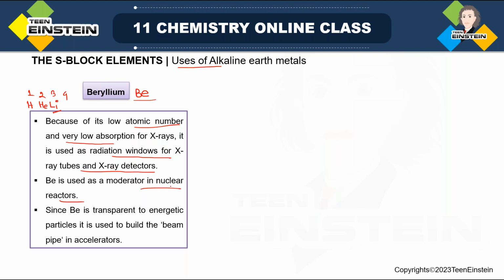Nuclear reactions are very vigorous. So some moderation, that is, some materials are used which will help to decrease this vigorousness. Beryllium is one such moderator. Since beryllium is transparent to energetic particles, meaning it has not much interaction with energetic particles, that is the reason it is used to build the beam pipe in an accelerator.